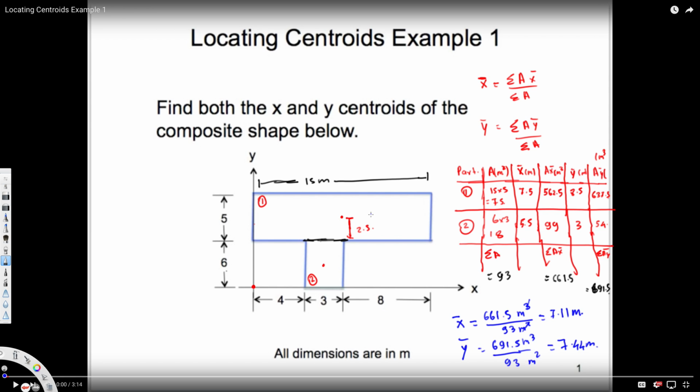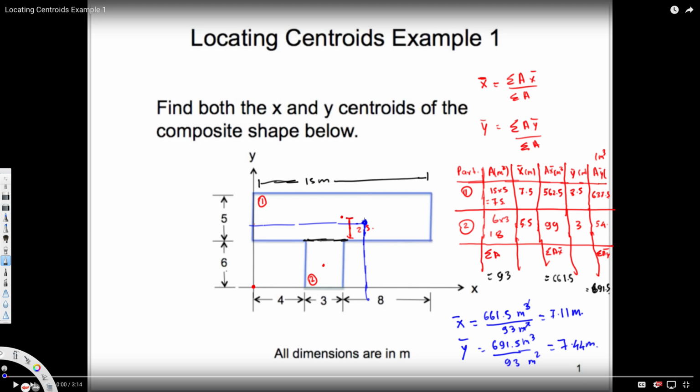Therefore we know the centroid is going to be exactly 7.11 meter from the x, so it's going to be somewhere here, 7.1. So let's say this is the point, and from the y bar, from the bottom it's going to be 7.4, so this is somewhere here. So we know the centroid is going to be exactly in this component right here. This is the centroid point.